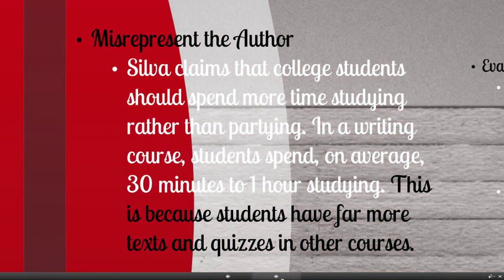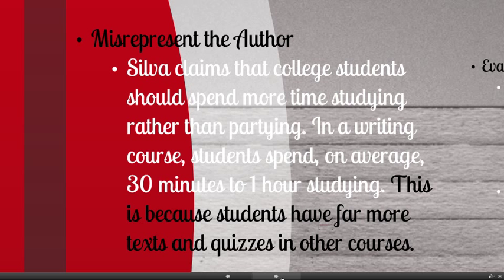First, be cautious about misrepresenting the author. Let's take this hypothetical sentence again. Silva claims that college students should spend more time studying rather than partying. In a writing course, students spend, on average, 30 minutes to 1 hour studying. This is because students have far more tests and quizzes in other courses. If nowhere in Silva's essay or article she states that the reason why students only study 30 to 60 minutes for a writing class is because of quizzes and tests in other courses, then you're putting words in the author's mouth and misrepresenting the author.